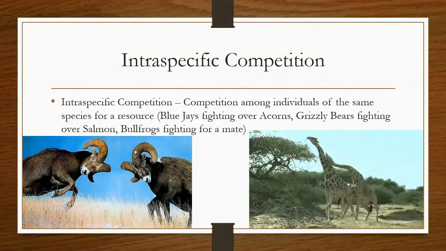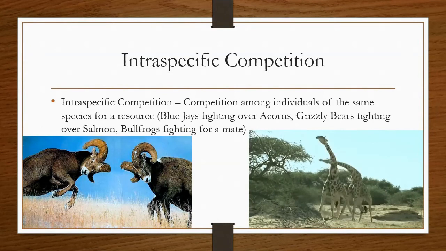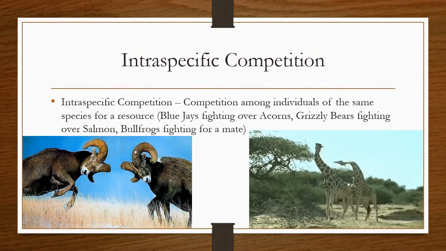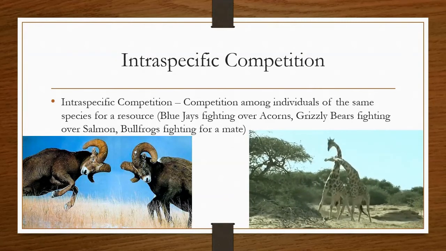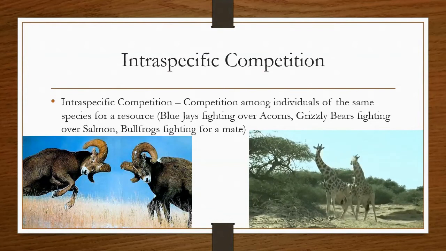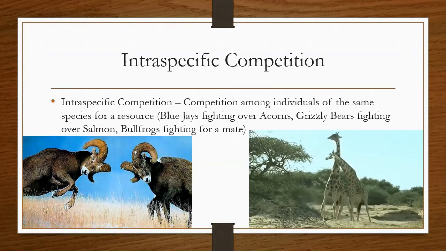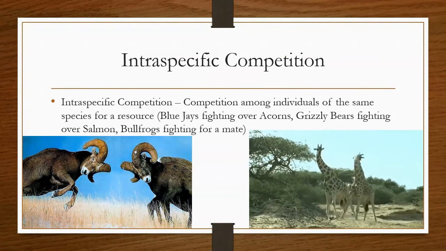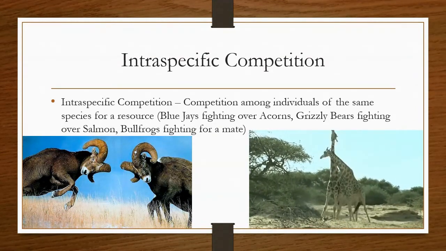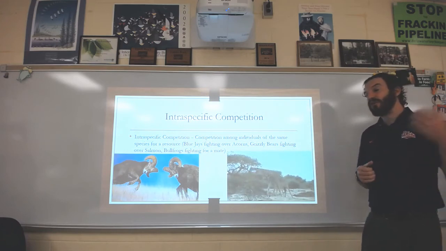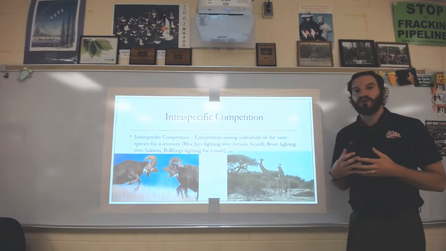So here, let's start talking again about intraspecific competition, specifically the idea of competing within a species. Here we have bighorn sheep, which will go through a mating ritual to see who's pretty much the alpha, to determine who's breeding. And then you have some giraffes fighting here because I had to throw giraffes fighting into a PowerPoint. But the idea of blue jays fighting over acorns, grizzly bears fighting over salmon, or bullfrogs fighting for a mate, that's all intraspecific competition.